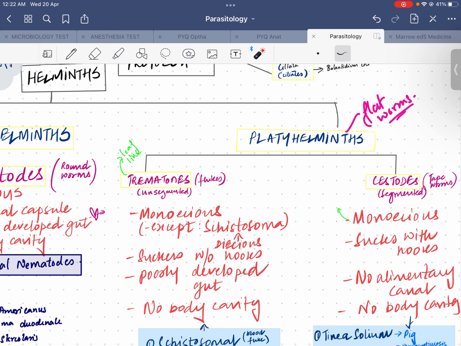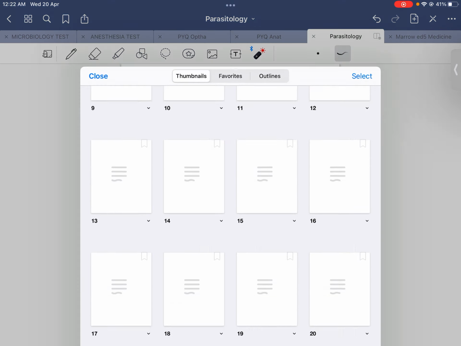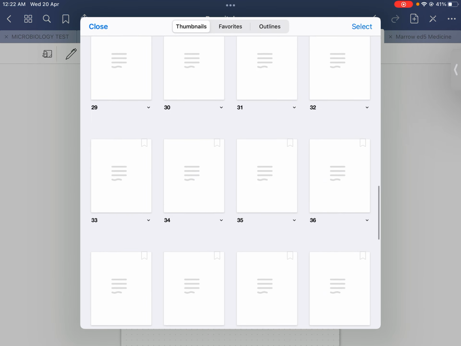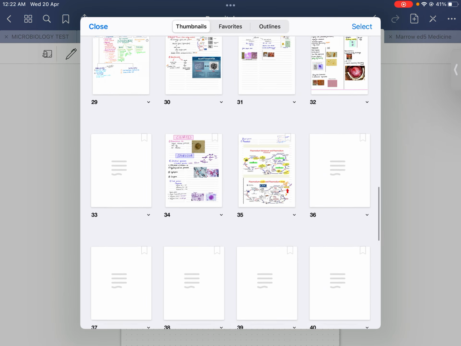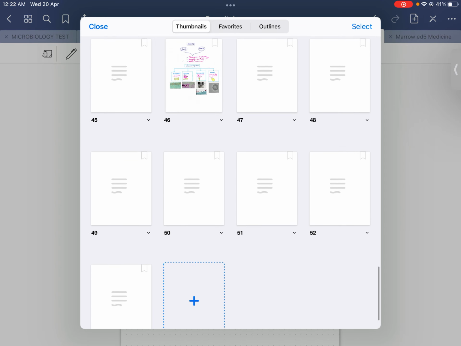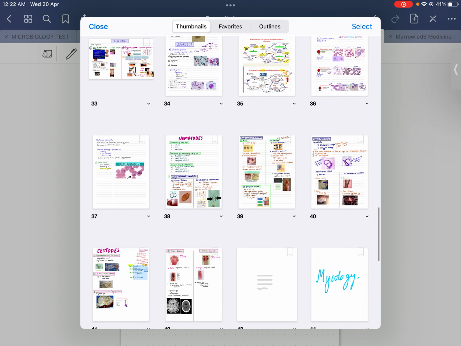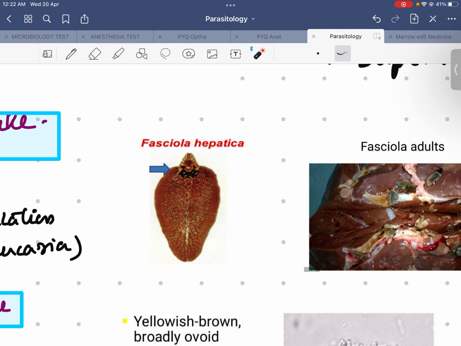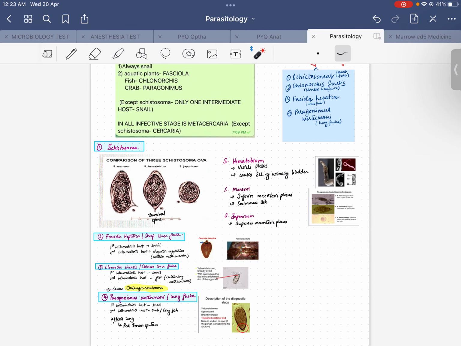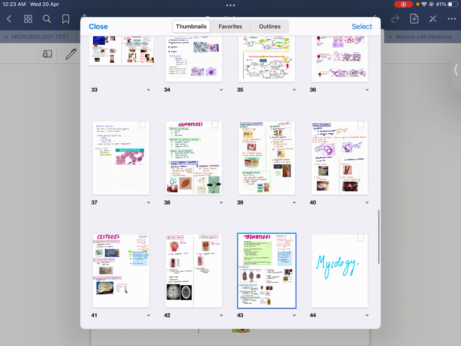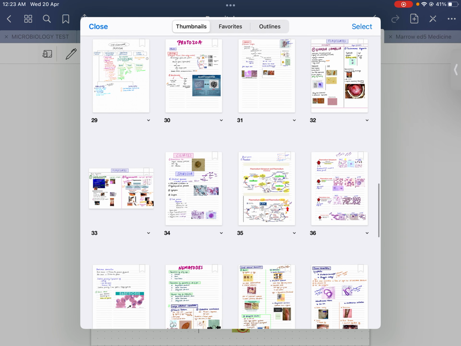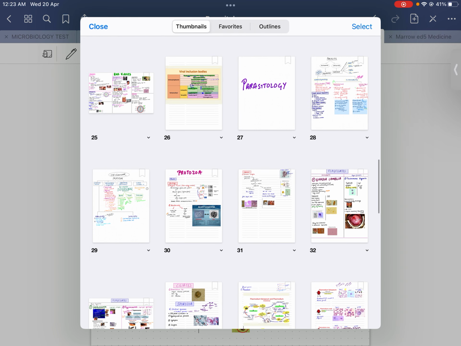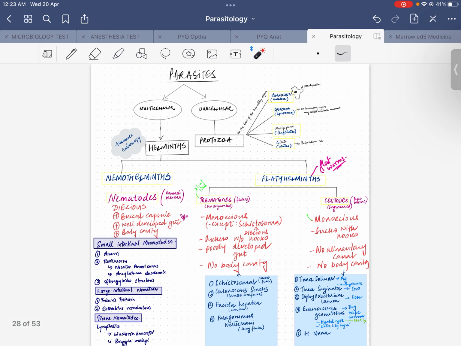Now, also remember that trematodes are leaf-like in shape. I'll show you an example. So this is how a trematode looks. It is leaf-like in shape. You can remember, the tree has leaves. So trematode is leaf-like in shape.